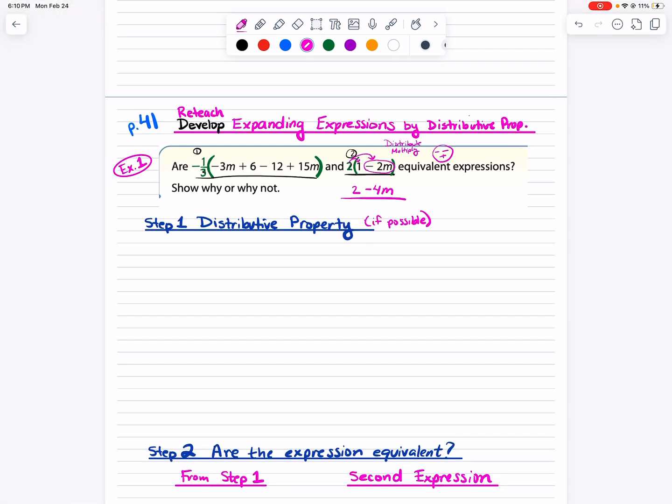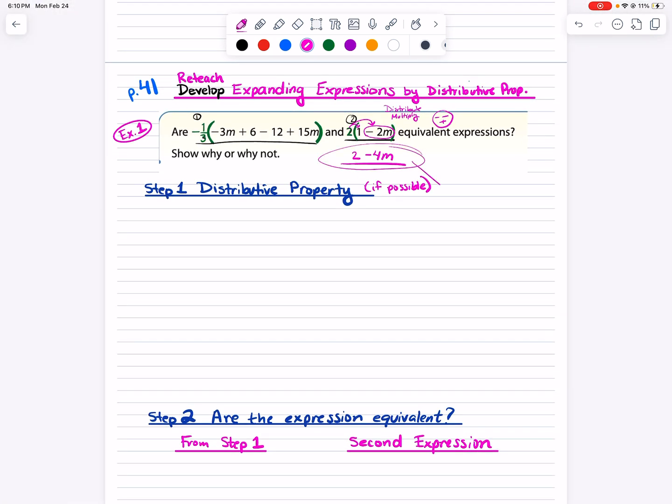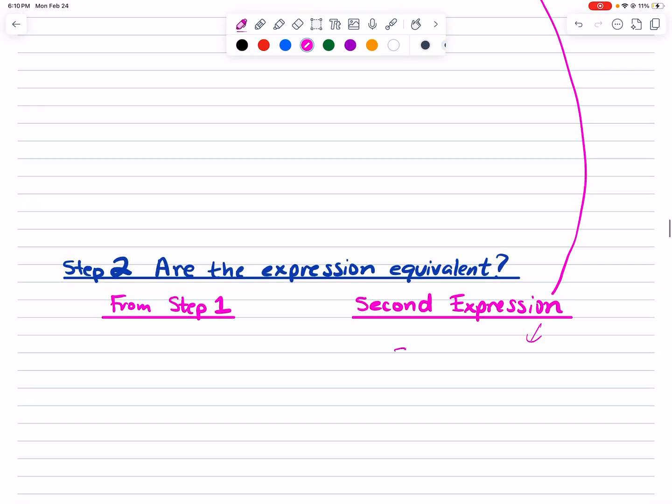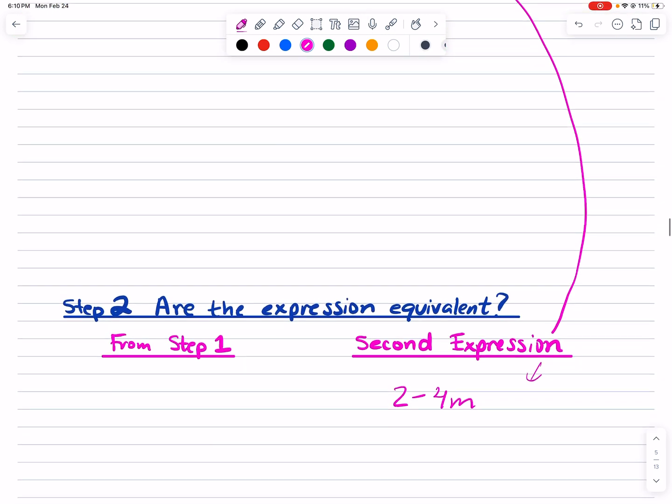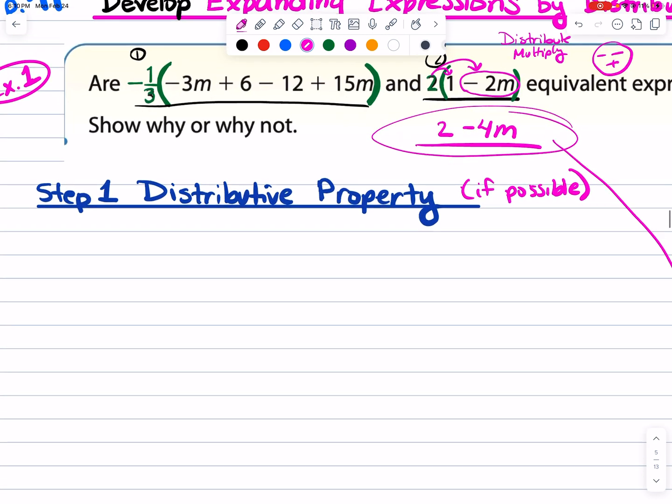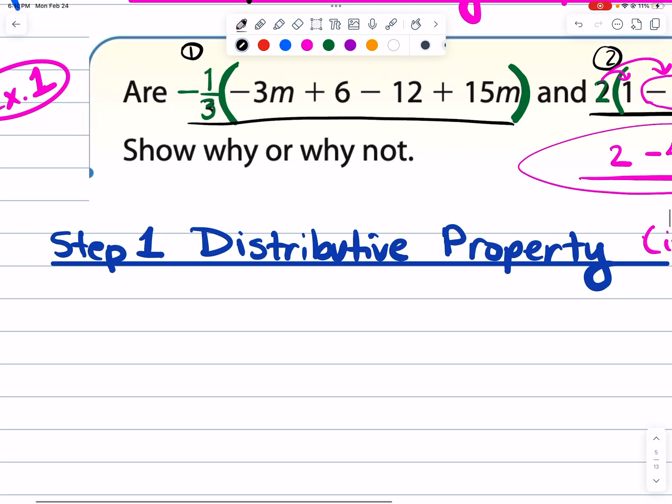This is my second expression. And I'm going to put that at the end because that's my second expression. We need to look at that at the end. It says, are they equivalent? And we need to find that out. Perfect. All right. Here we go, ladies and gentlemen. We are about to see the most beautiful problem known to mankind.